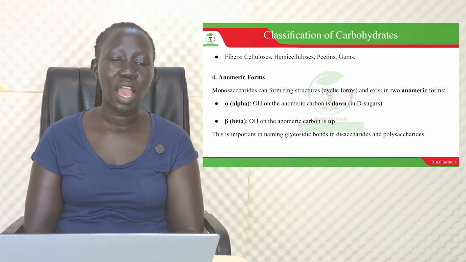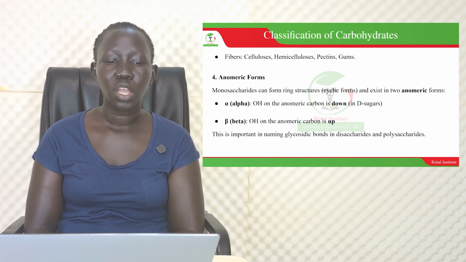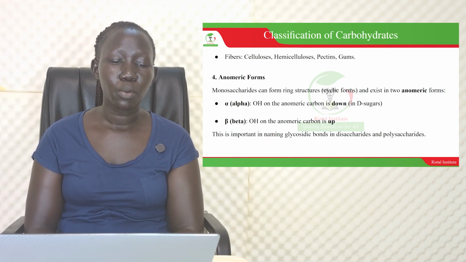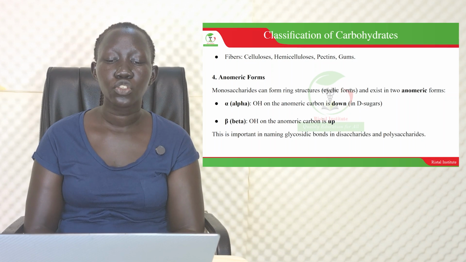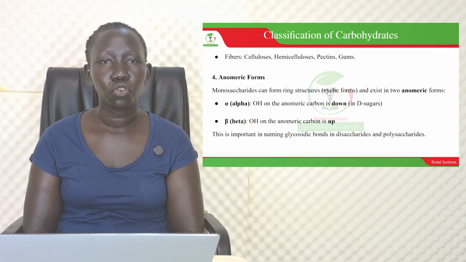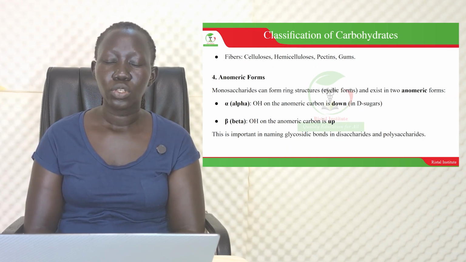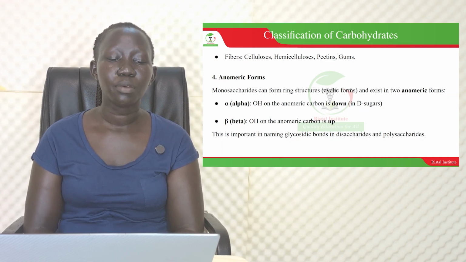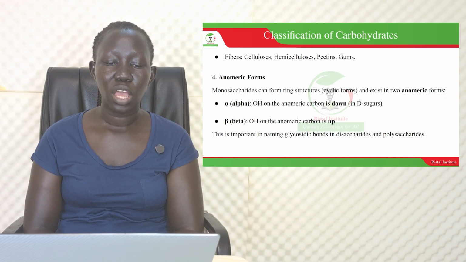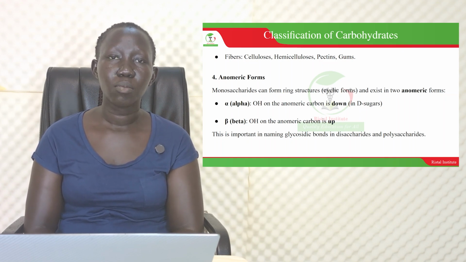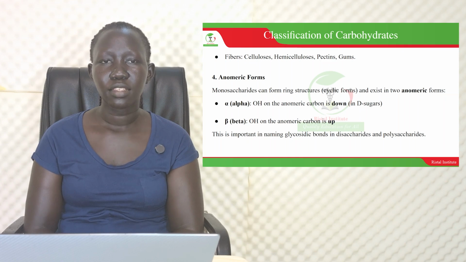We have also the anomeric forms of carbohydrates. Here we find that monosaccharides can form ring structures, the cyclic forms, and exist in two anomeric forms. We have the alpha, that is the OH on the anomeric carbon is facing down in these sugars, and then we have the beta, the OH on the anomeric carbon is up. This is very important in naming the glycosidic bonds in disaccharides and polysaccharides.